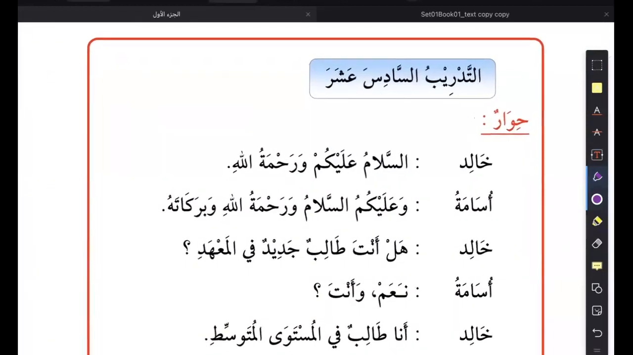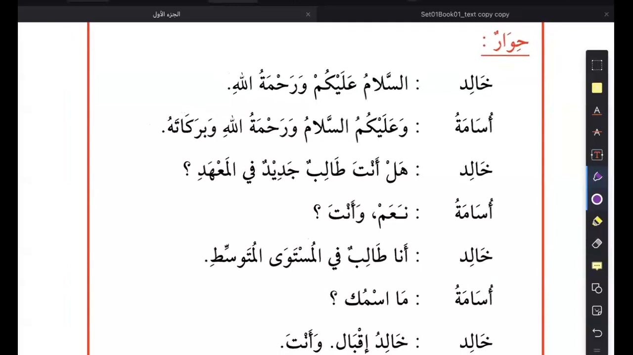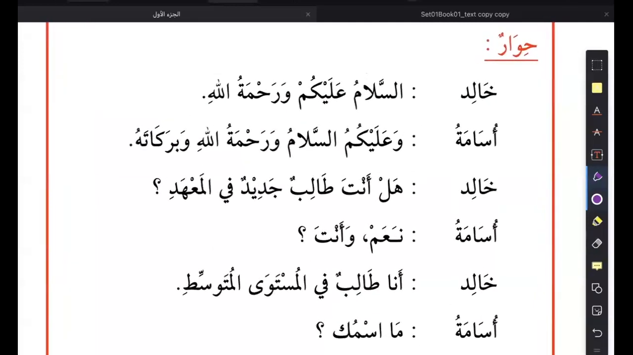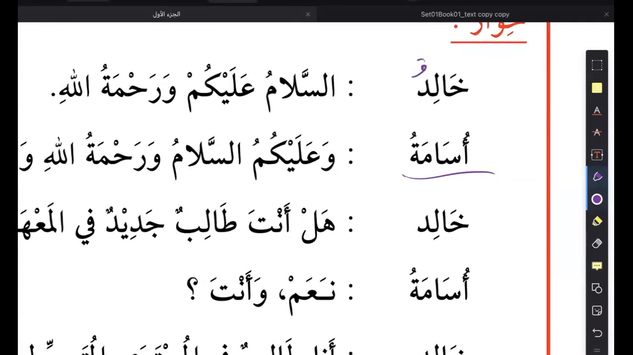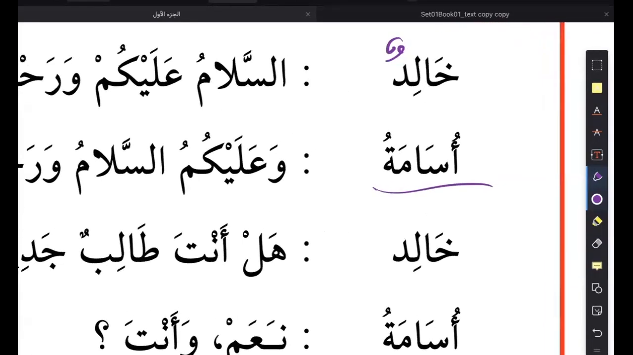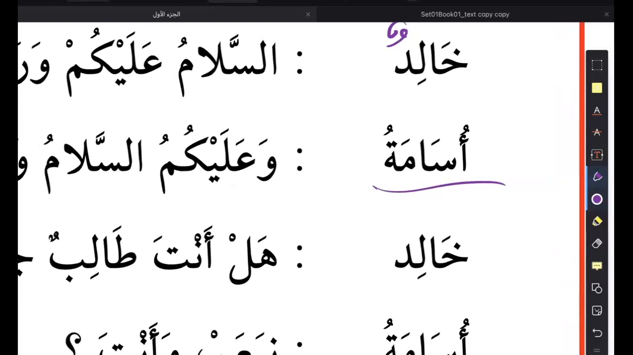We have a conversation. So we'll quickly read through it. Khalid says, Assalamu alaikum wa rahmatullah. Osama says, Wa alaikum assalam wa rahmatullahi wa barakatuh. So, a quick note. Khalidun is your standard noun, an Arabic name, right? We have Osama. This is one of those mamnu' min as-sarf, meaning it will not take tanwin, the topic that we've been talking about.